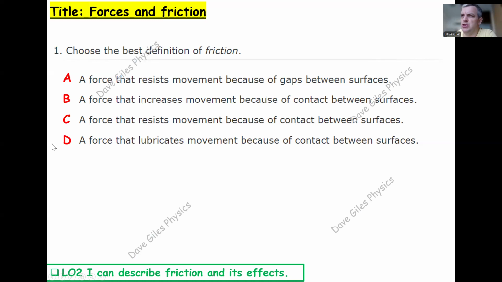Yes, it is that, but let's just double check D is not better. A force that lubricates movement because of contact between surfaces. No, it's definitely not that. It's the opposite, so it is C. Now, keyword there, lubricate, which we haven't mentioned yet. That just means something which will reduce friction. So, for example, it's usually a liquid that you can apply, for example, engine oil you put in a car, so that when the car parts are moving, you don't get too much heat and cause a fire in the engine.